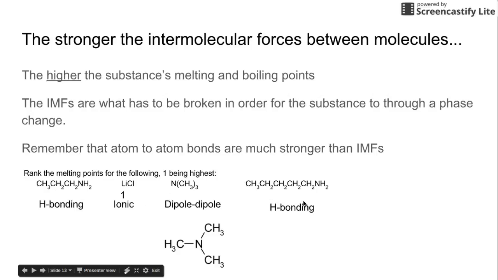So we have 2 things here for hydrogen bonding, and we have to decide which one basically has stronger hydrogen bonding. And with this one, we're going to go with the larger molecule. Since there are more electrons, it's more polarizable, and so our hydrogen bonds would be stronger for that one. So that is number 2, and then our other amine, which has hydrogen bonding, would be number 3. Leaving the dipole-dipole interaction to have the lowest melting point at number 4.